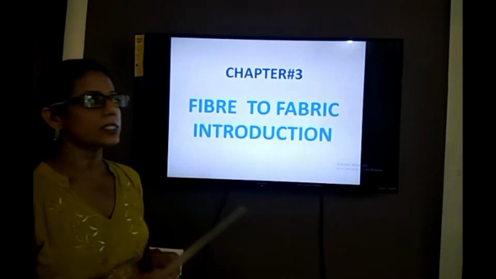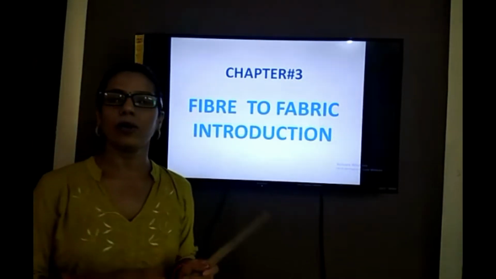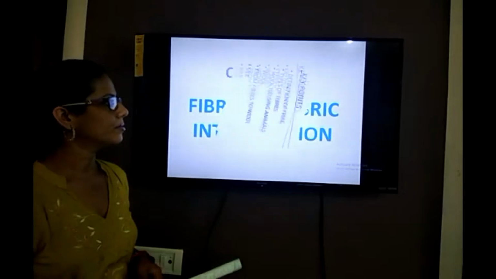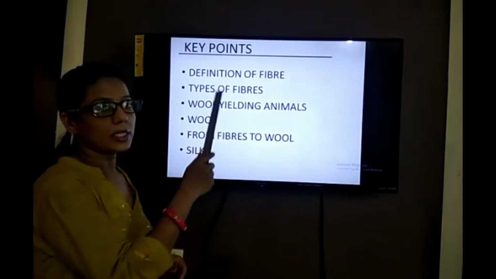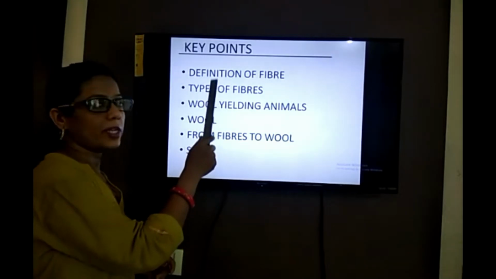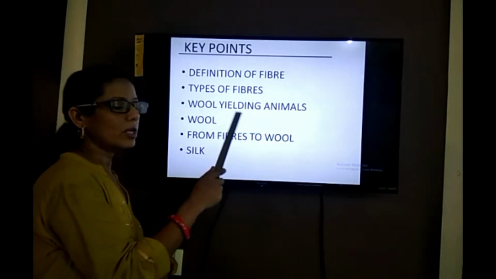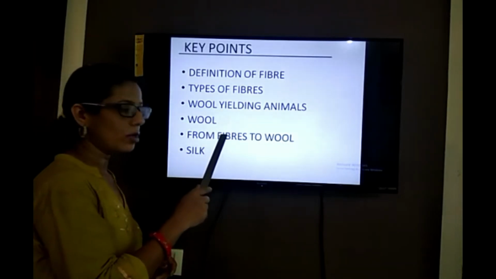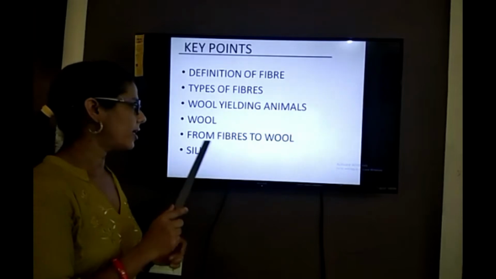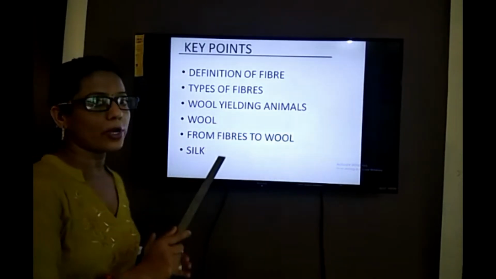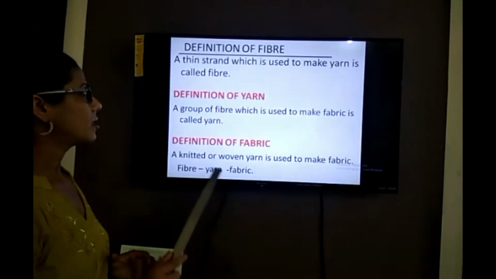Today we are going to start our new chapter, chapter 3, Fiber to Fabric. Now let's begin with learning. You can see we will discuss some key points in this chapter. These are definition of fiber, then types of fibers, then wool yielding animals, then wool, then from fibers to wool, and last but not the least, silk. These key points we will discuss one by one in detail in the next slides.